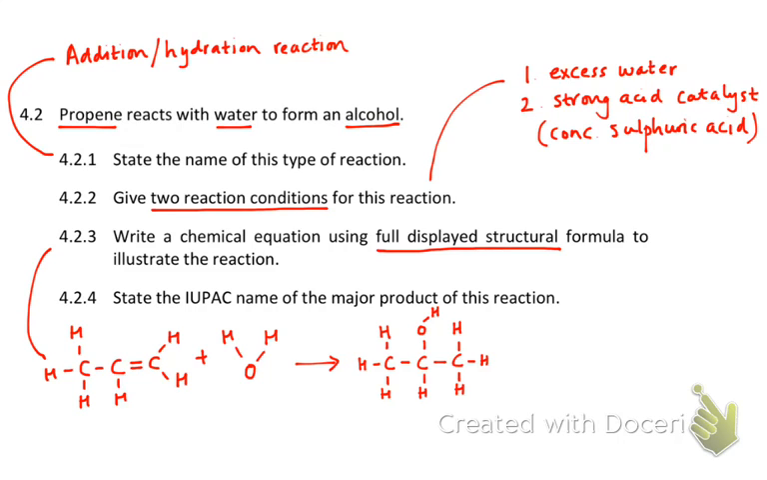And finally, 4.2.4, the IUPAC name for the product. It's 3 carbon, so it's prop. It's an alcohol, so it's propanol, and the alcohol group's on carbon 2, so propan-2-ol would be the IUPAC name.